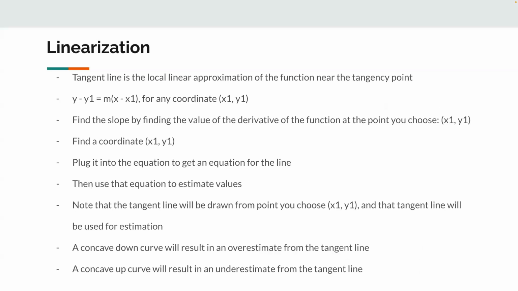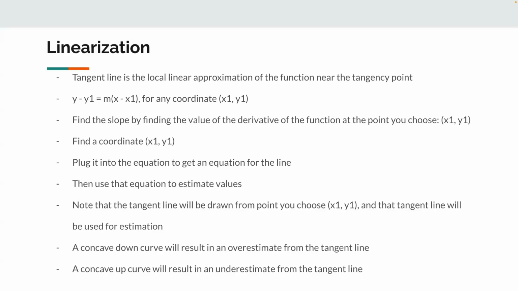Okay, now I'm going to go on to linearization. So first, we should go over what a tangent line is. A tangent line, you just draw a tangent line to a point, and it's just the linear approximation of the function near the tangency point. And we can write it using point slope form. Here's one way to write it.